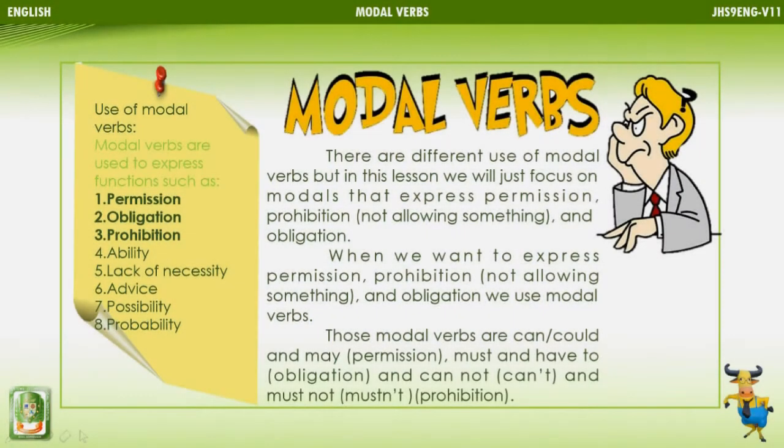There are different uses of modal verbs, but in this lesson we will just focus on modals that express permission, prohibition, not allowing something, and obligation. When we want to express these, we use modal verbs. Those modal verbs are can, could and may, permission; must and have to, obligation; and cannot, can't, and must not, mustn't, prohibition.